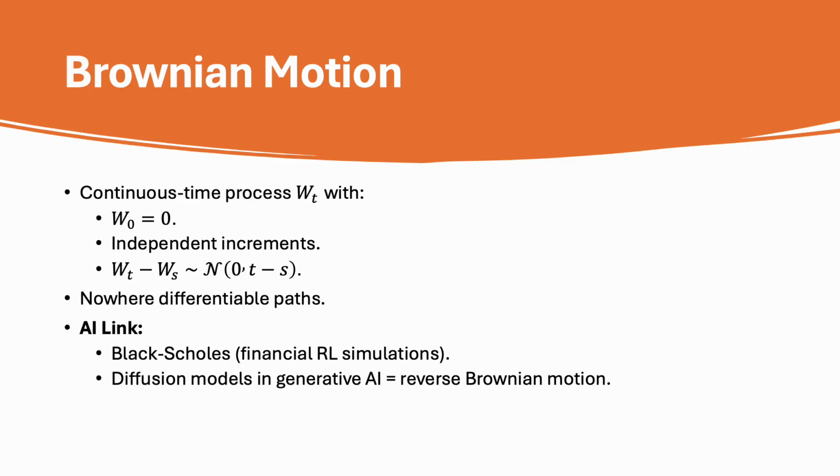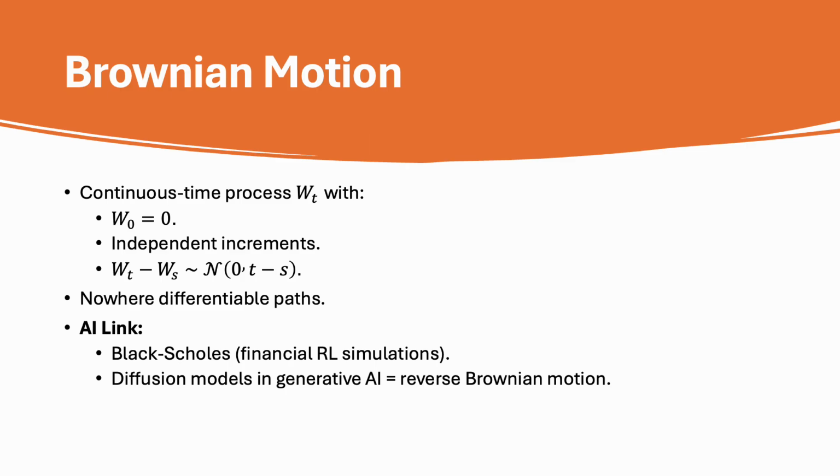Brownian motion, also known as the Wiener process, is a fundamental continuous time stochastic process that models the random, erratic motion of particles suspended in a fluid. But its mathematical framework extends far beyond physics to become a cornerstone in financial modeling and generative artificial intelligence. It is defined by three key properties. It starts at zero, has independent and normally distributed increments, and its paths are continuous but nowhere differentiable, representing a perfect model of pure randomness with no predictable trend.